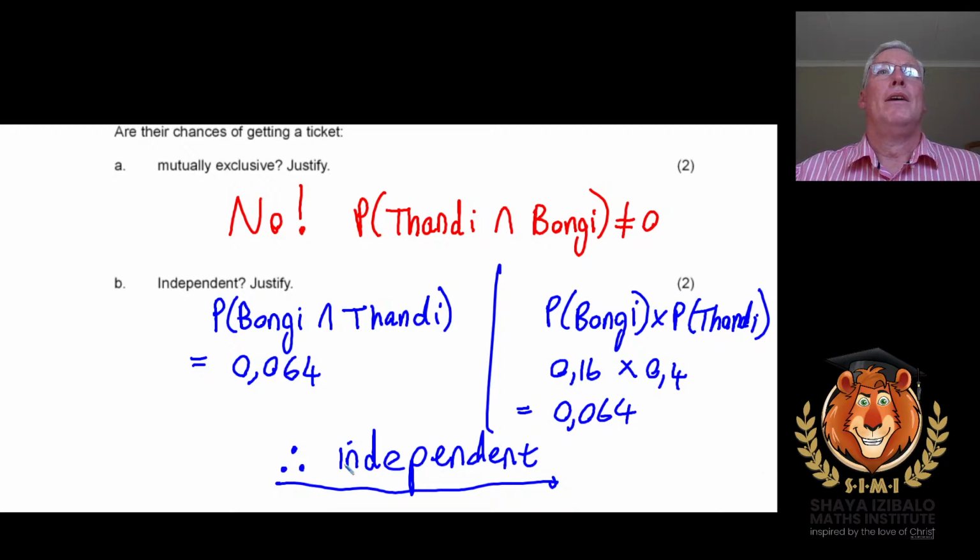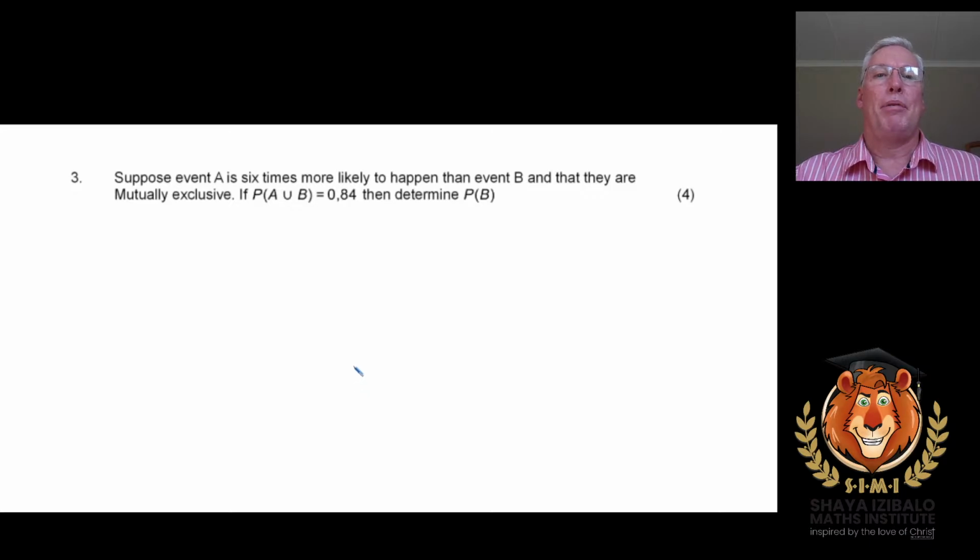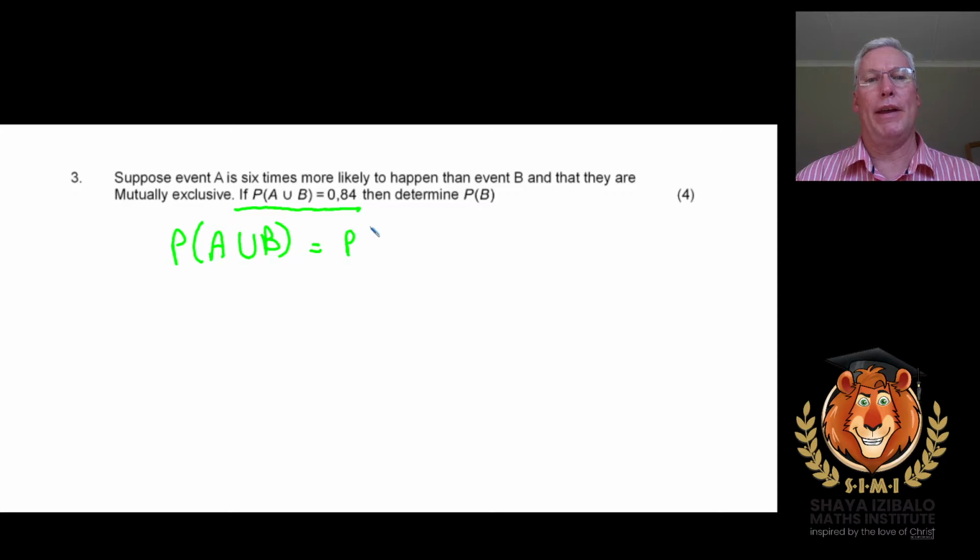On to our next question, question number 3. Suppose event A is 6 times more likely to happen than event B, and they are mutually exclusive. We've been told the probability of A or B. We've got a formula: the probability of A or B is equal to the probability of A plus the probability of B minus the probability of A and B.